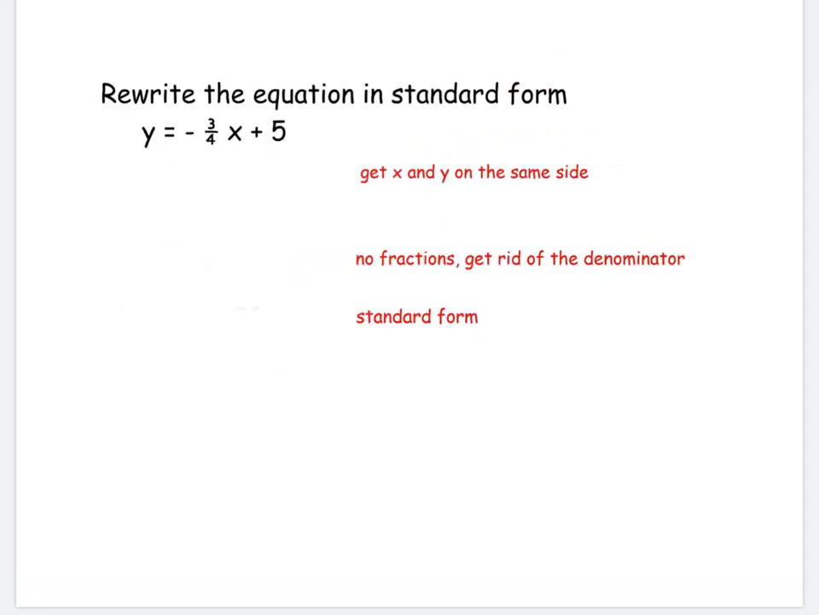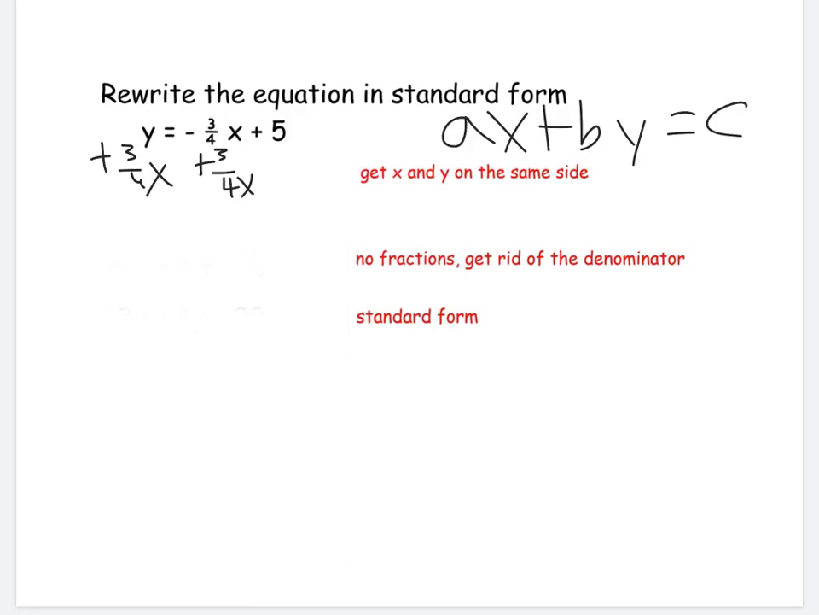So you have an equation as an example here that is written in slope-intercept form. y equals negative 3/4 x plus 5. And we want to write this equation in standard form. Recall, standard form looks like ax plus by equals c. So to rewrite this into standard form, the first thing I need to do is get the x and the y on the same side of the equal sign. So right now, I need to get the negative 3/4 x to the other side. So I want to add 3/4 x to both sides.